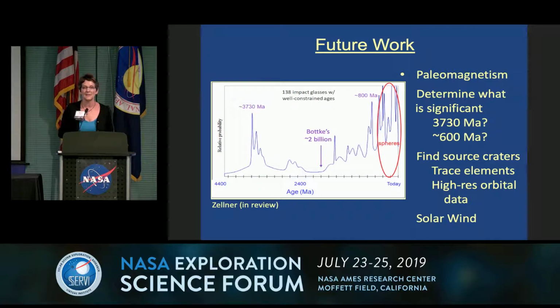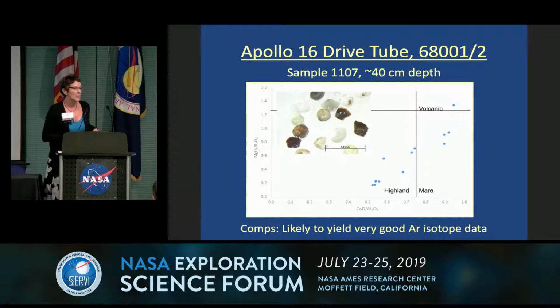Ideally, we'd like to find the source craters for these things. That would require higher resolution orbital data, as well as a better understanding of both major and trace elements. And finally, investigating the solar wind. So one of the projects related to that is looking at some samples that were collected from drive tube 68001/2. These are the glasses that have been analyzed, and you can see that they have a variety of compositions, including Highland and Mare impact glasses, as well as one volcanic glass that was found in that collection. So we're investigating that.